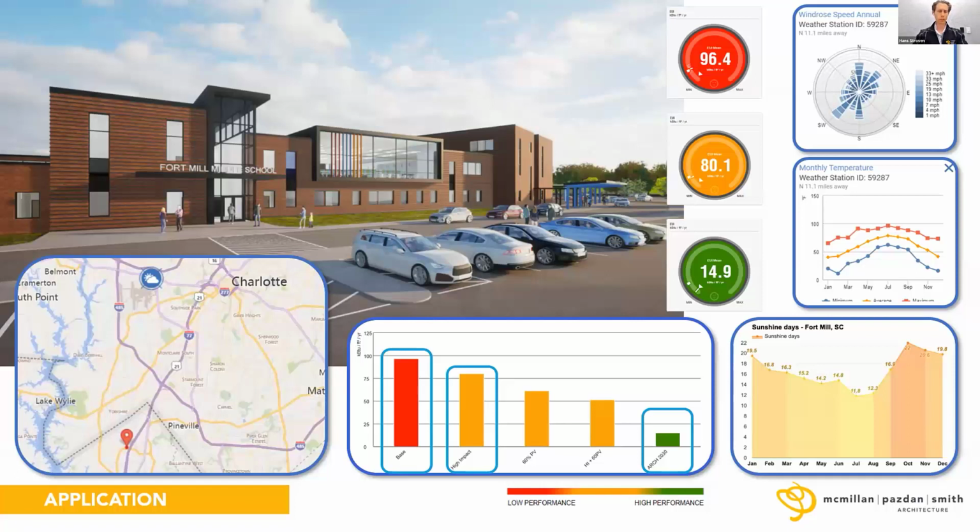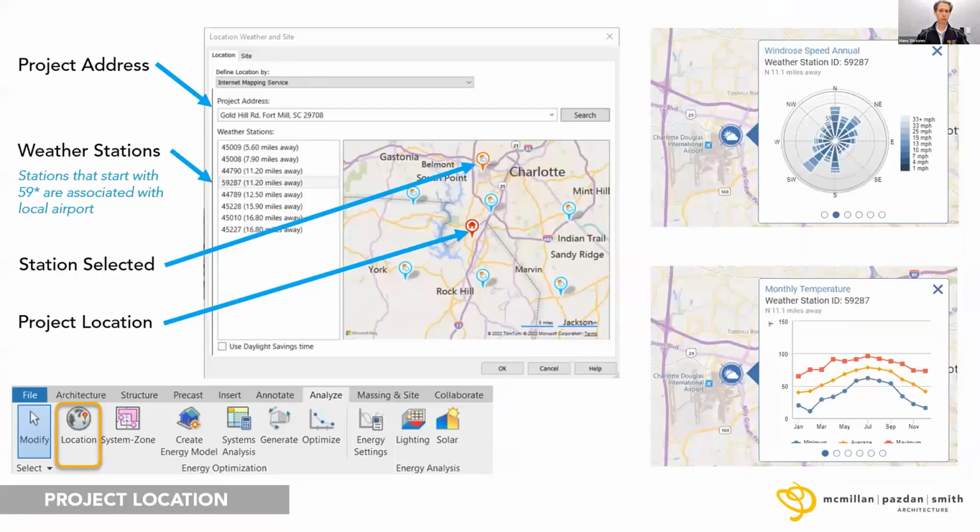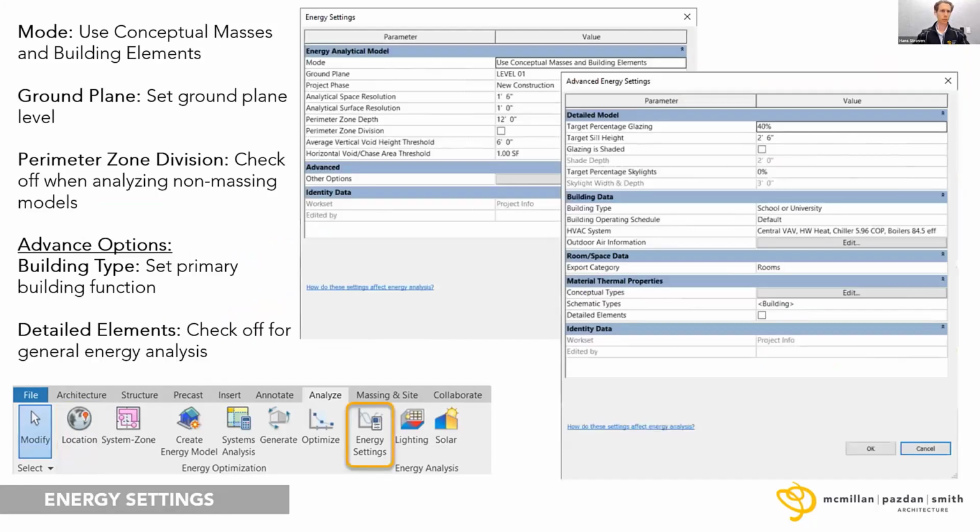This is for a middle school we started testing on. The project is currently on pause, but the ownership group was interested in diving into energy analysis and seeing how it would affect their building and what factors would be at play to help reduce the operational carbon for their building itself. So once again, we went through, plugged in the building address, selected our weather station. With that too, you're able to get some basic information like your wind rose, speed analysis, your monthly temperatures, and so forth.